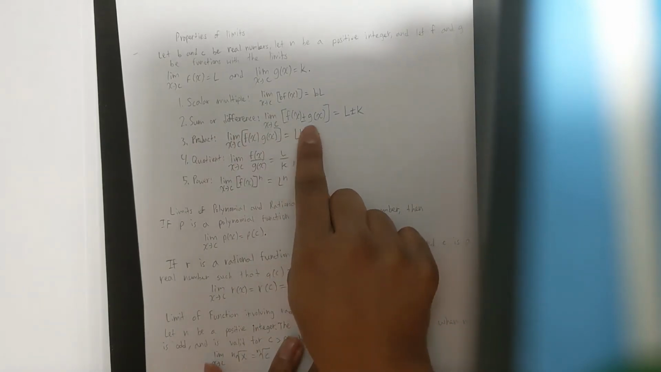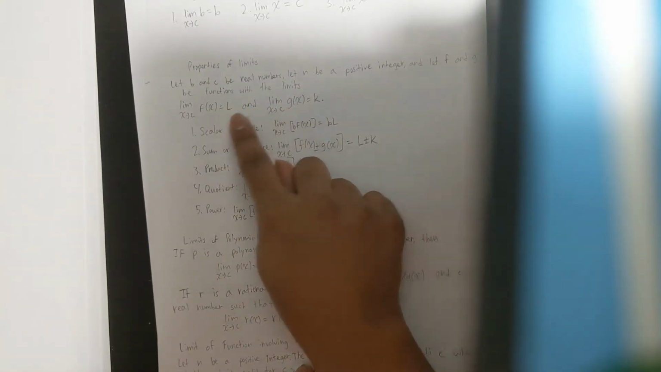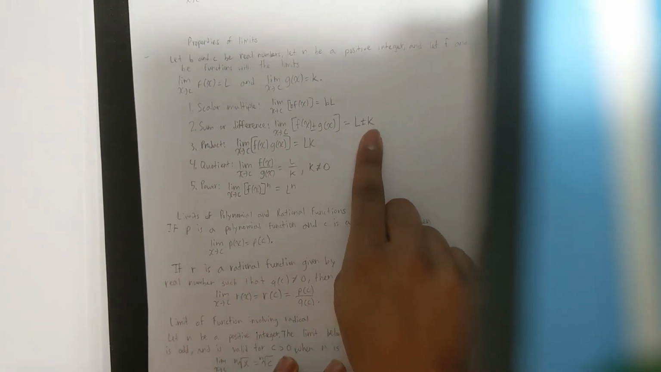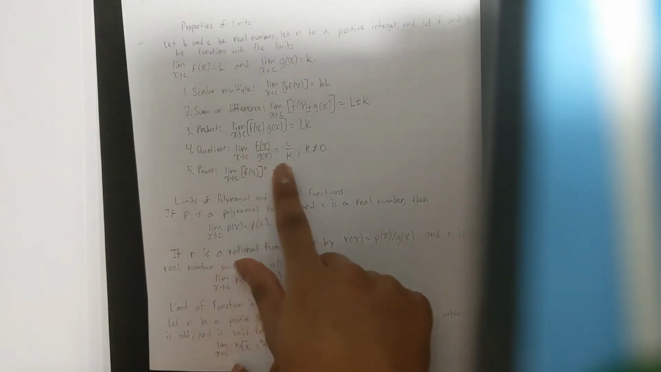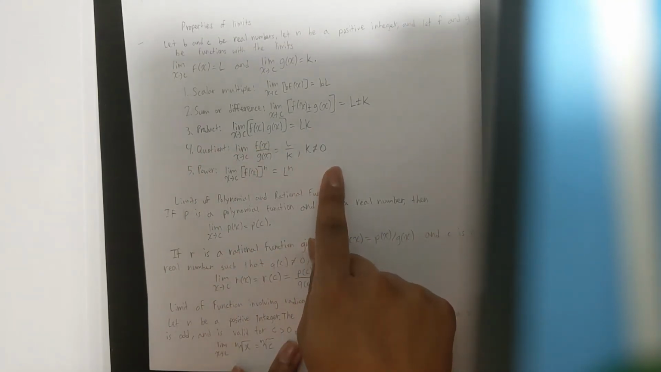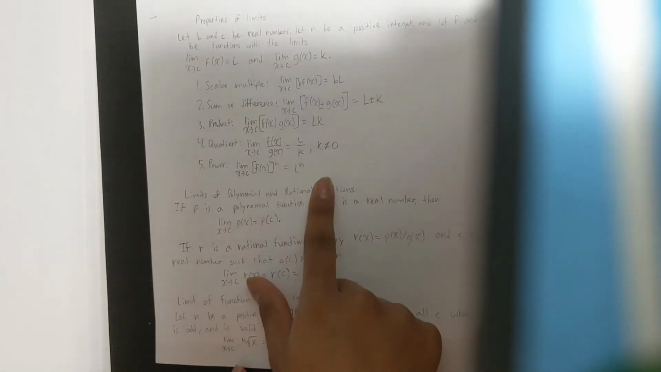If we add the two functions and take the limit, it's just the two limits individually added up, L plus or minus K. Now, if we do product, you just multiply the limits. For the quotient, you divide, given that K doesn't equal 0, because dividing by 0 is undefined. And then we have the function to the nth power. It would just be L to the nth power.